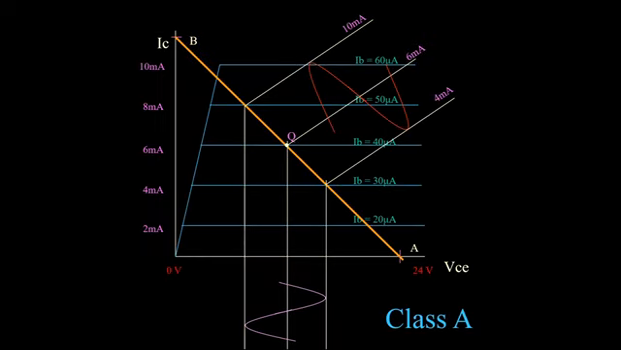This is the graphical structure of a class A amplifier between the current and voltage curves. This is the output characteristic, and we can see that the Q point is located at the middle of the characteristics. Below that, we have shown the sine wave, so that it swings equally on both sides of the load line.